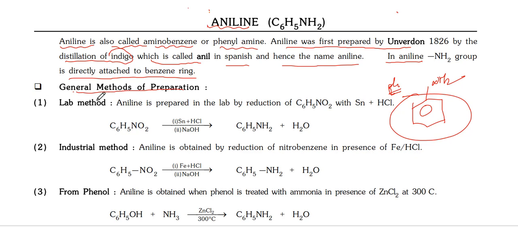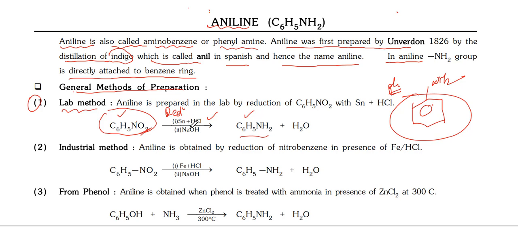General methods of preparation. First one, the laboratory method, from nitrobenzene. We need one benzene ring and NH2, right? We take the nearest similar compound. Here the benzene ring is there, with NO2 instead of NH2. What to do then? Just remove the oxygen and add hydrogen. That means reduction, right? So we take that type of compound. Nitrobenzene reacts with reducing agents, undergoes reduction and forms aniline.